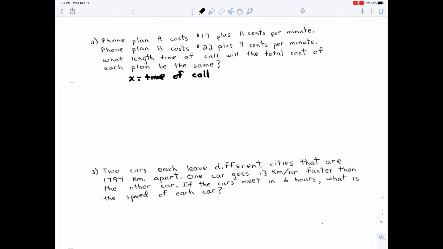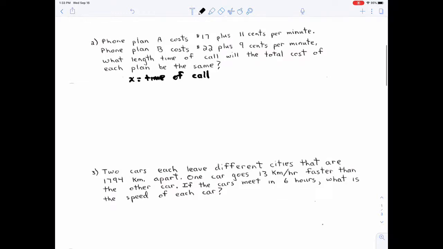And what does this problem say about plan A and plan B? The 17 is not about both of them, it's about A only. The 11 is about A only. The 22 is about B only. The 9 is B only. So what does this say about both of them? It says the total cost of each plan will be the same. So the A cost equals the B cost.